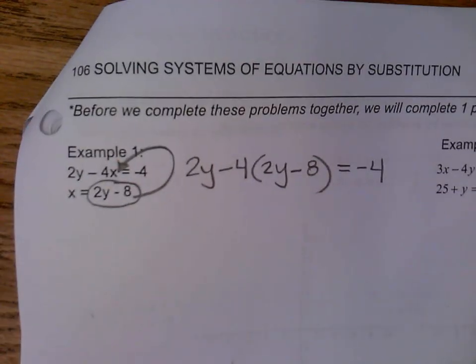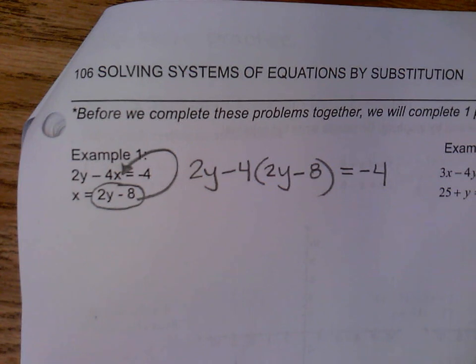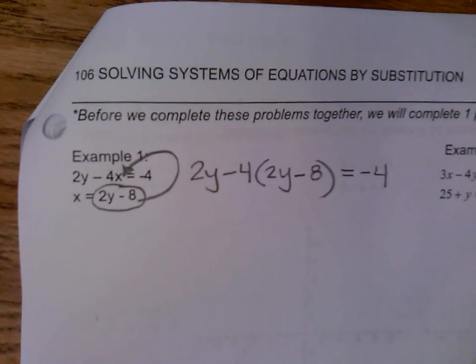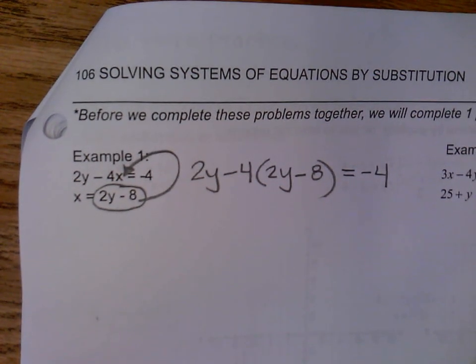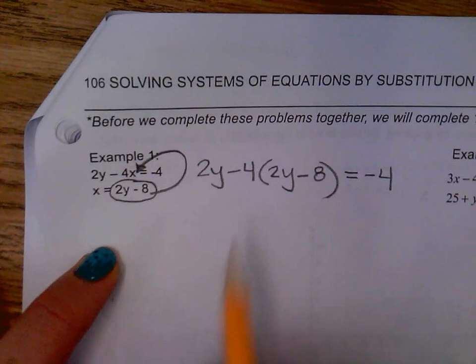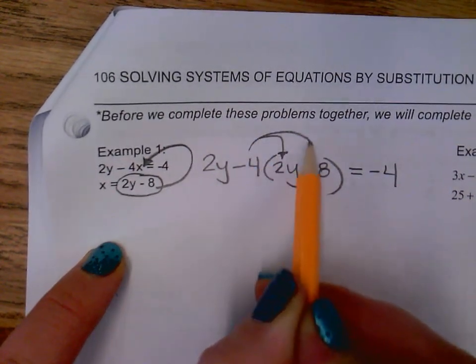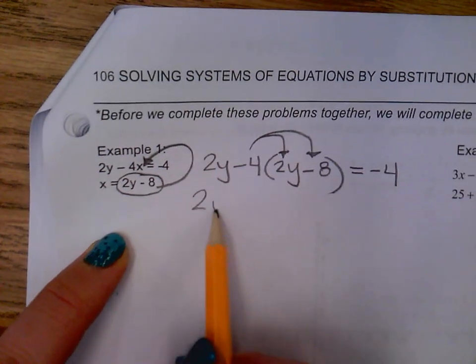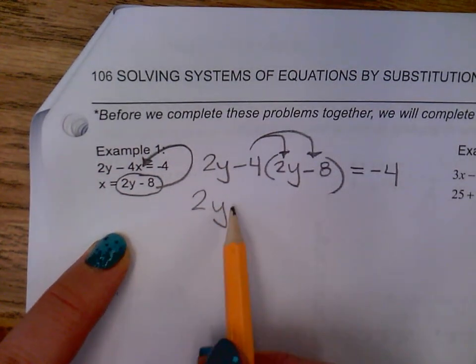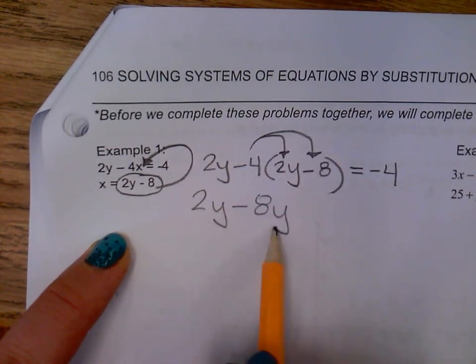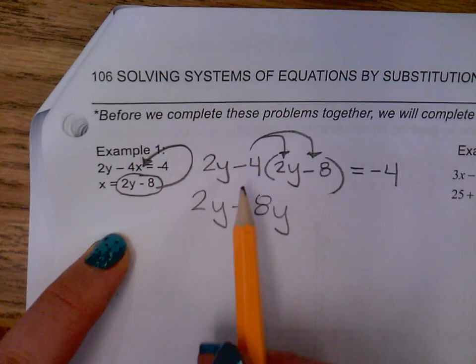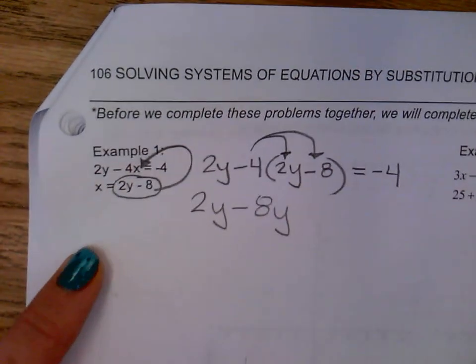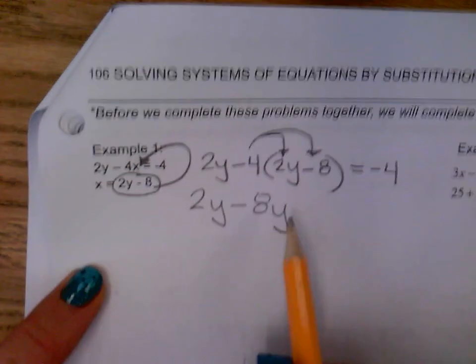So now I have one equation that only has y. What's my next step to solve for y? Distributive property. So I'm going to distribute the negative 4 inside that parenthesis. So this 2y stays the same. I get negative 8y here. Anyone know what negative 4 times negative 8 is? Positive 32.